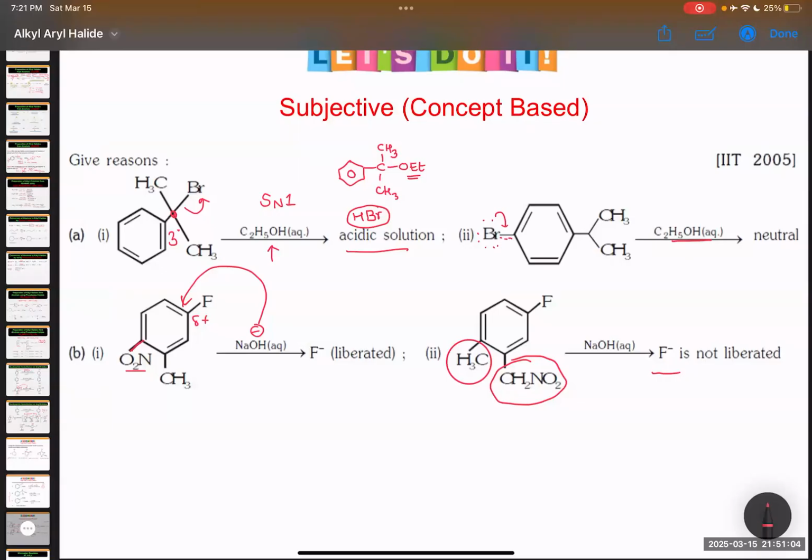So this is a very, very important basic question to tell you the difference between the substitution happening on aliphatic halides and aromatic halides. Aromatic halides either require very strong conditions, or if there are no strong conditions, the aromatic halide should be very reactive. It should have NO2 connected directly to the benzene ring at ortho and para positions, not this one.